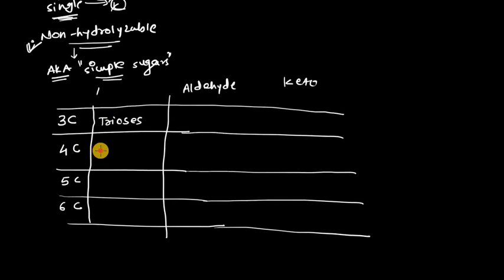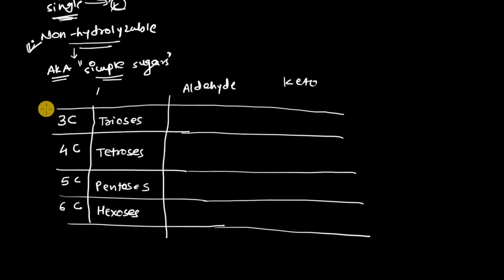If 4 carbon, we can call it tetroses. If 5 carbon, we can call it pentoses. This is a collective name. Pentoses, tetroses, trioses don't indicate a single compound. It is a group of compounds. Any monosaccharide you come across that is 3 carbon, you can call a triose. Similarly, 4 carbon tetroses, 5 carbon pentoses, 6 carbon hexoses.